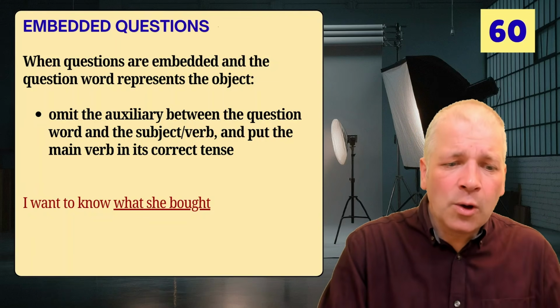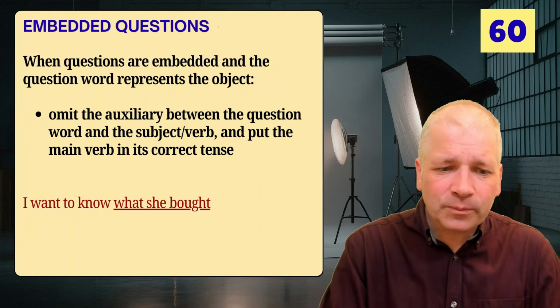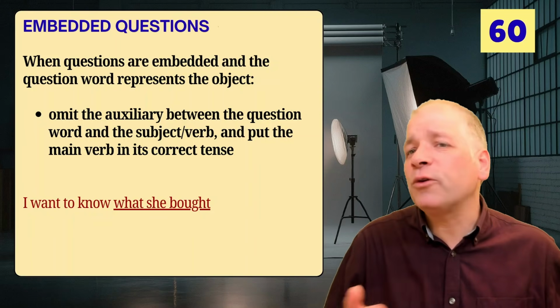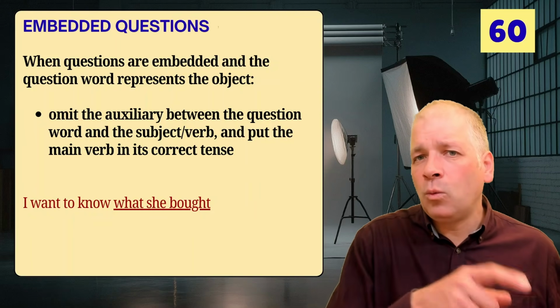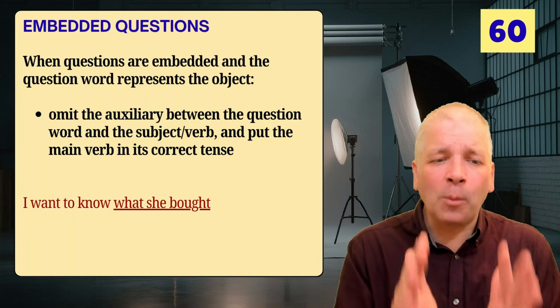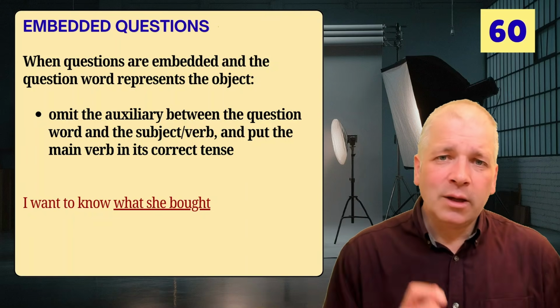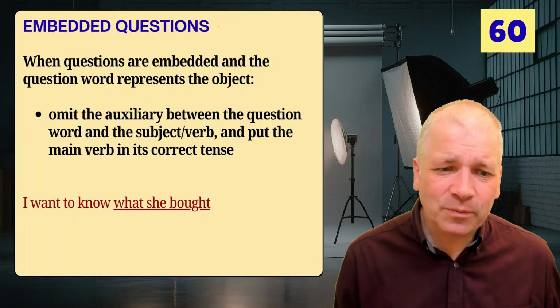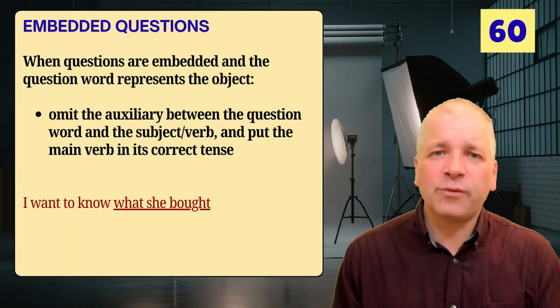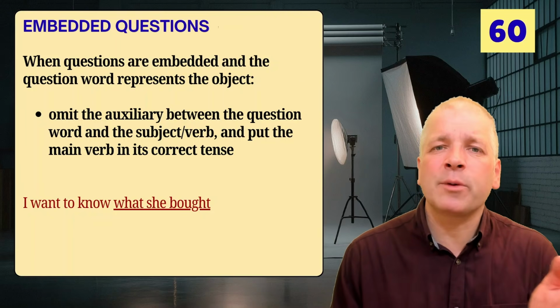I want to know what she bought. What's the answer? She bought food. What she bought? She bought food. So what represents the object here? Because it's an embedded question, you need to leave out the auxiliary and then put the verb in the correct tense. Buy becomes bought.